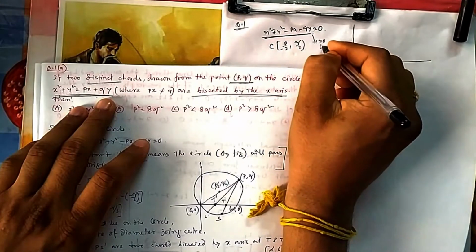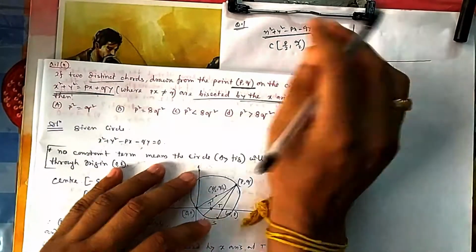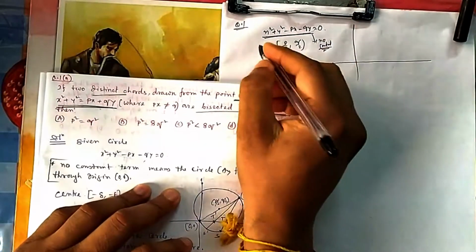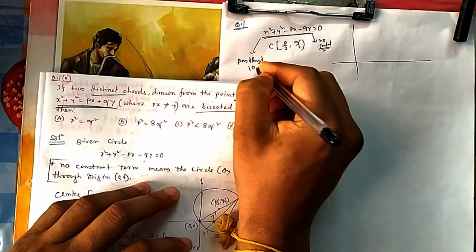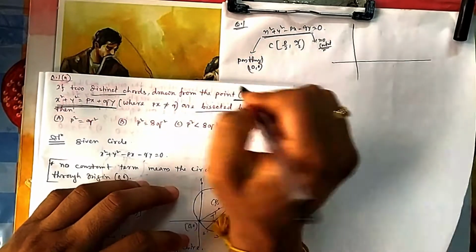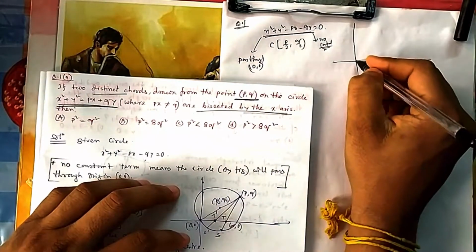One thing you notice in this circle: there is no constant term. No constant term, what is the meaning? I told you, for a circle or any curve, if there is no constant term, that means it must pass through the origin. If you put 0, 0, it is satisfied. So it is going through 0, 0.